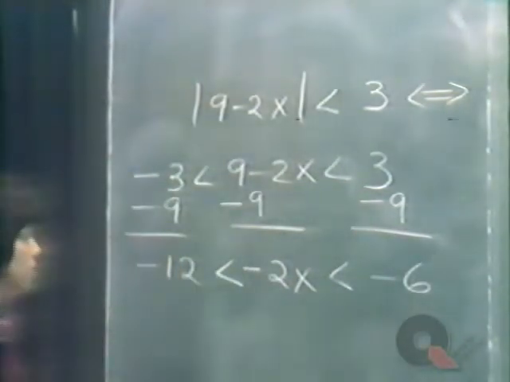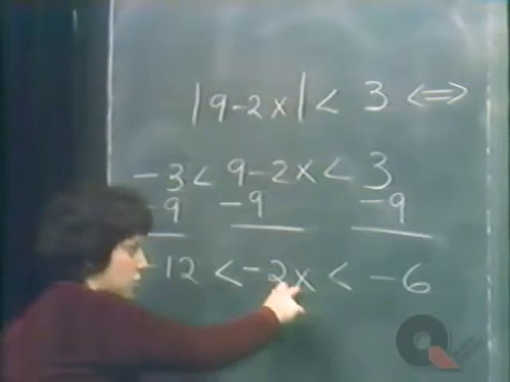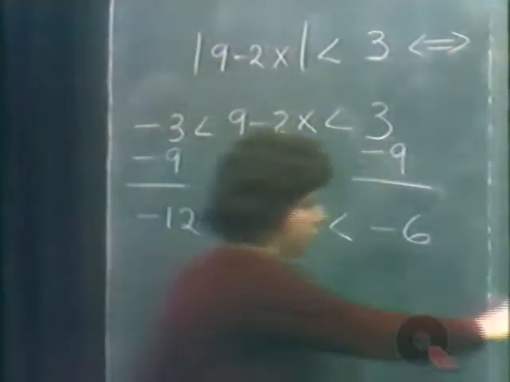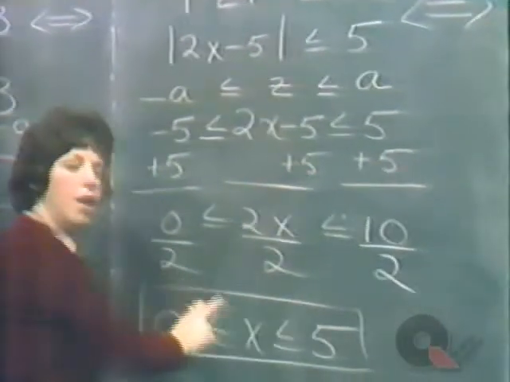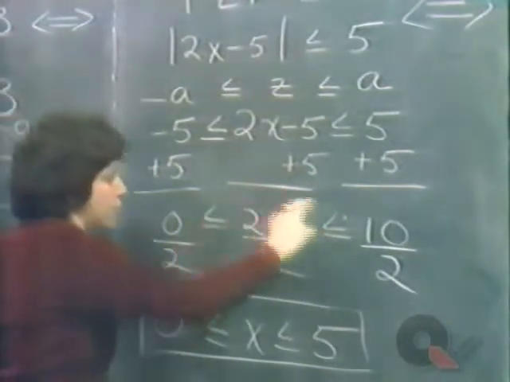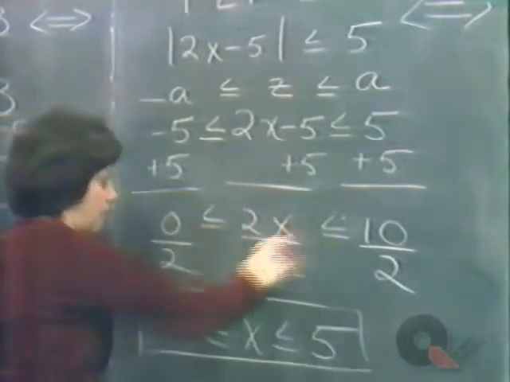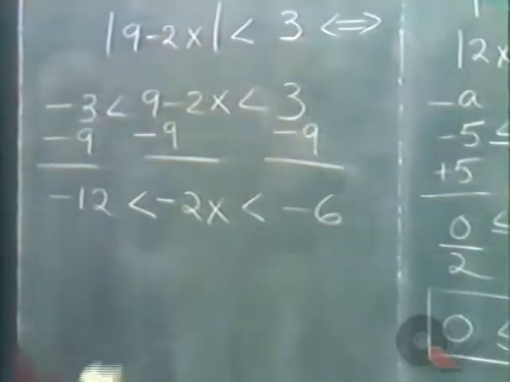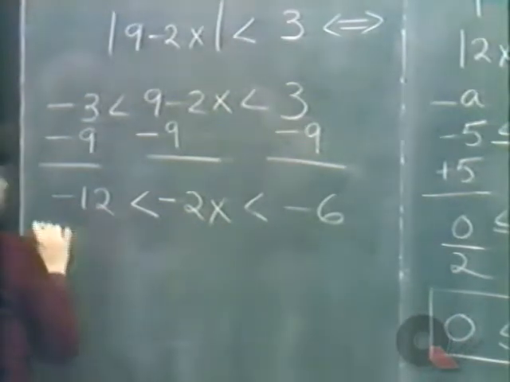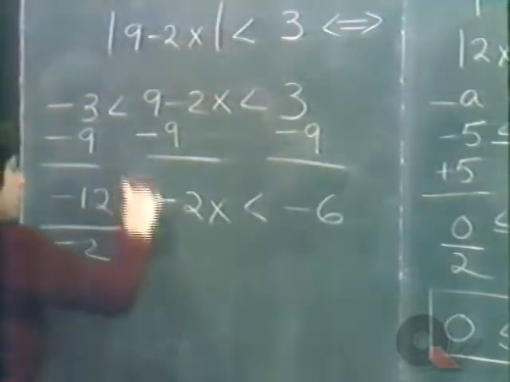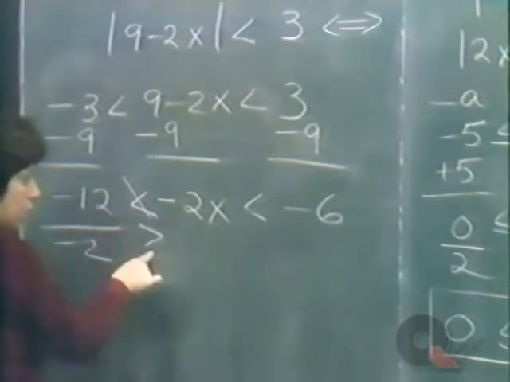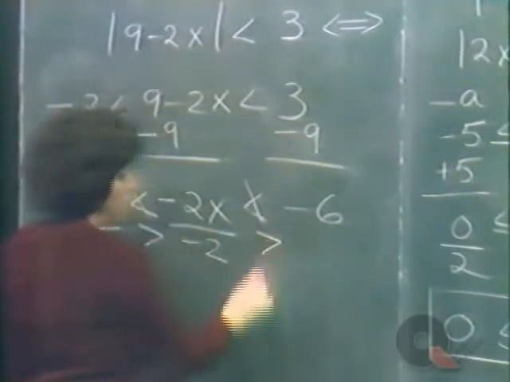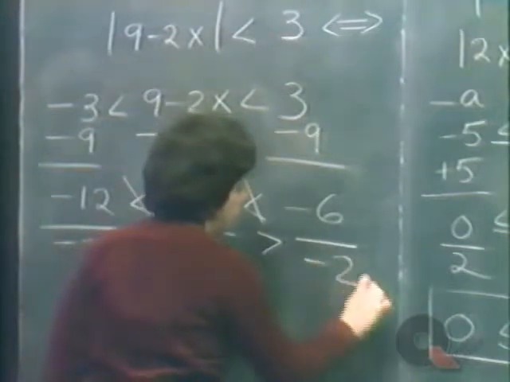Okay, now we would like to divide all parts through by minus 2 to get x alone, but we're dividing by minus 2. You see, in this example, we divided by plus 2, a positive number, and therefore we kept the same directions. They were less than, and they stayed less than. Here, however, we're dividing by a negative. So as we divide by a negative, we reverse the directions. A less than becomes a greater than.